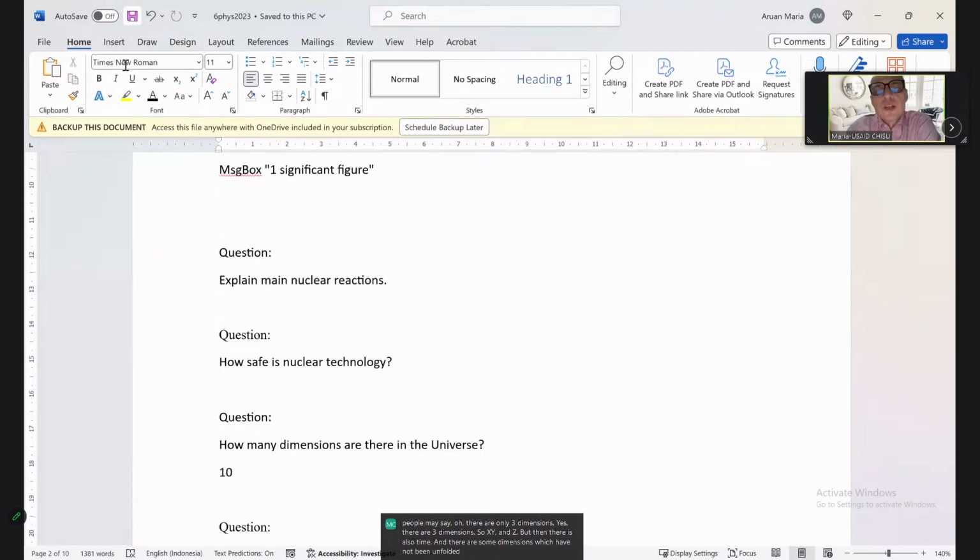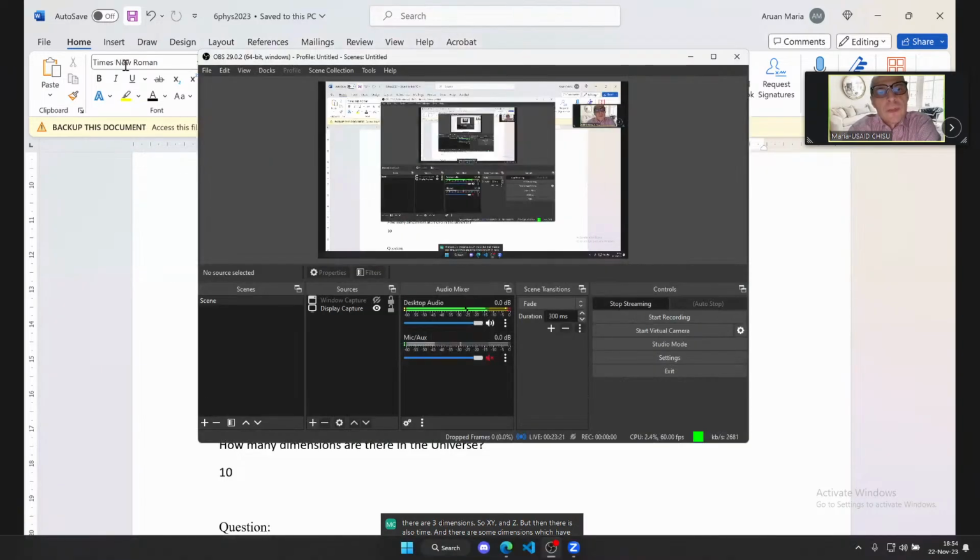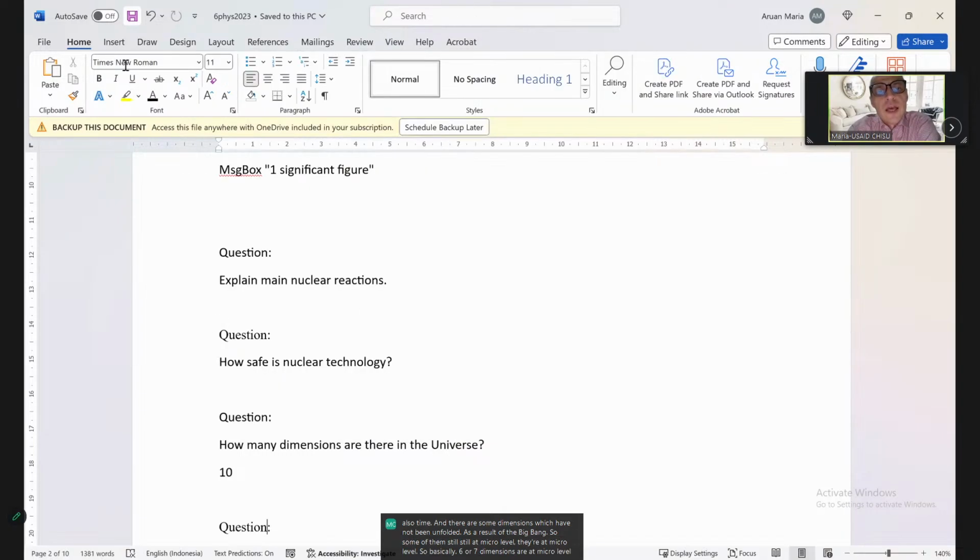Unfolded as a result of the Big Bang. So some of them are still at micro level. Basically, 6 or 7 dimensions are at micro level, and 3 dimensions are at macro level. So we can see X, Y, and Z in our world.